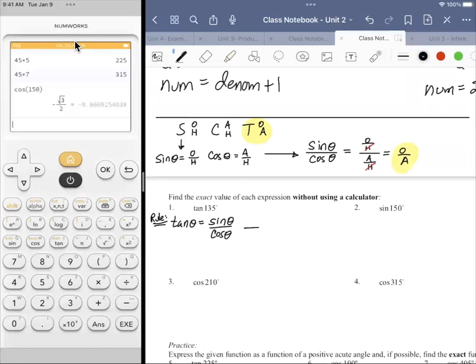So applying this rule, tangent of 135 is equal to the sine of 135 over the cosine of 135. All right. Now here's some of that black magic I was talking about. Sine of 135 is the square root of 2 over 2. Cosine of 135 is negative the square root of 2 over 2. How did you get that? Well, I know my unit circle, but in a second, I'll show you where you can get it. All right, this simplifies down to negative 1.